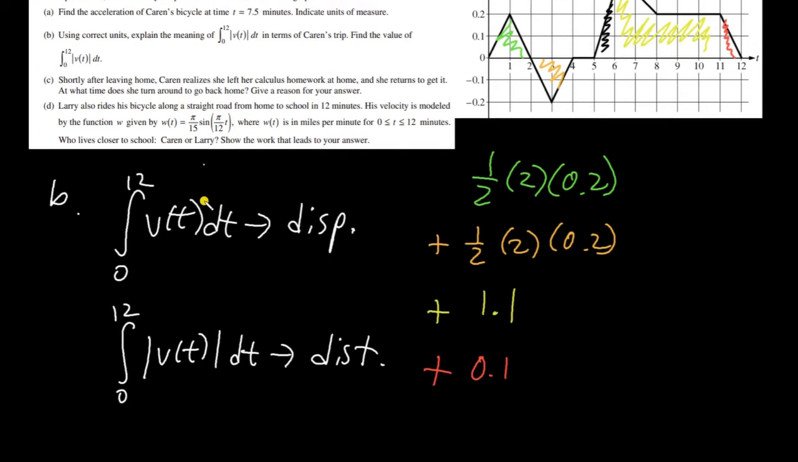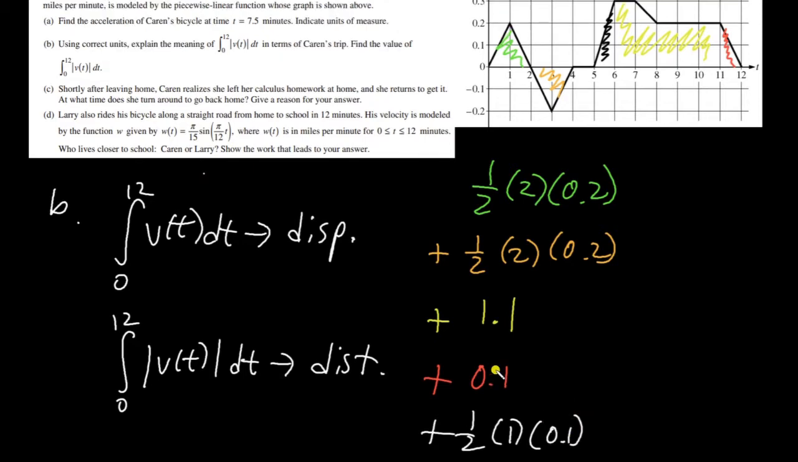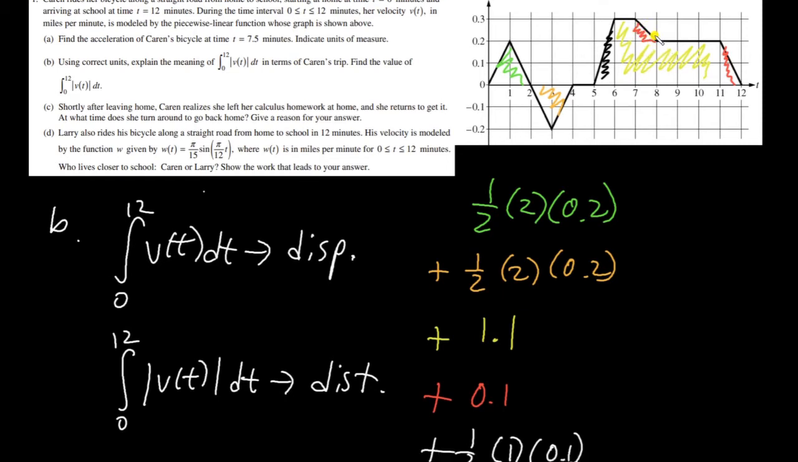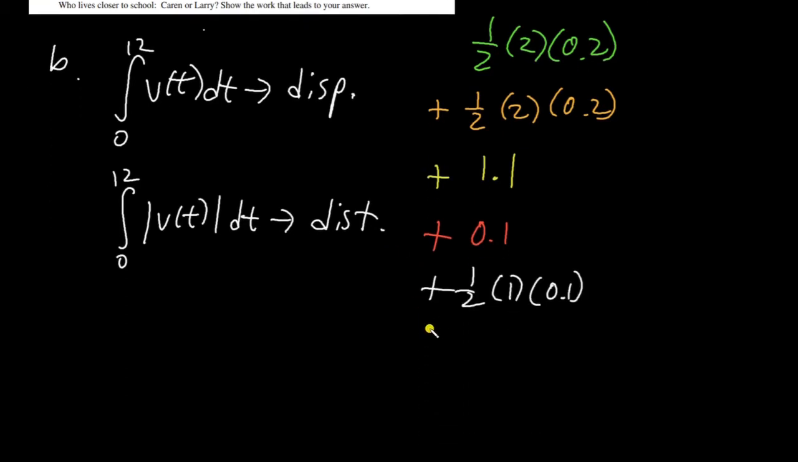It's going to be 1/2 times 1 times 0.1, and then finally, I'm kind of running out of colors here. Let's do, I'll reuse the red one. We have this guy here. We have this tiny bit. That's going to be 1/2 times 1 times 0.1.